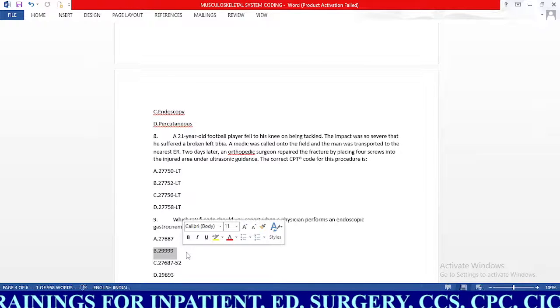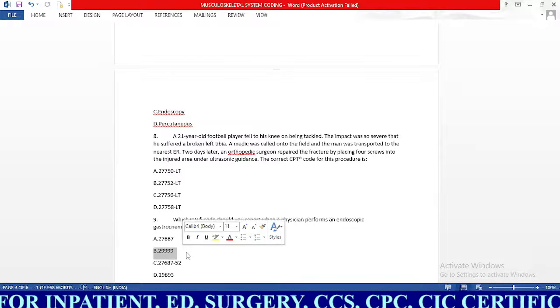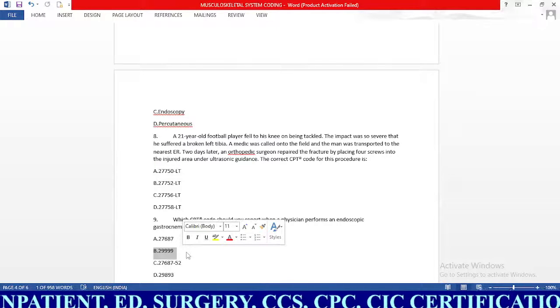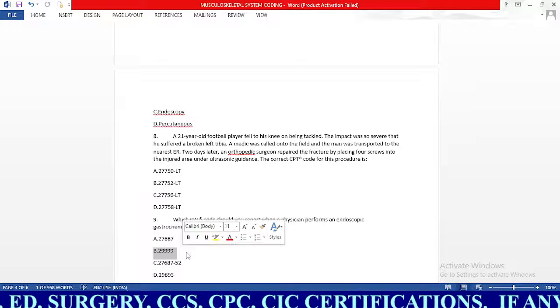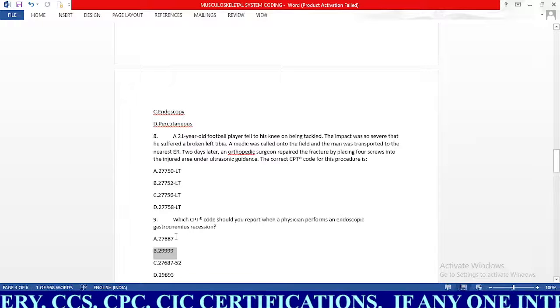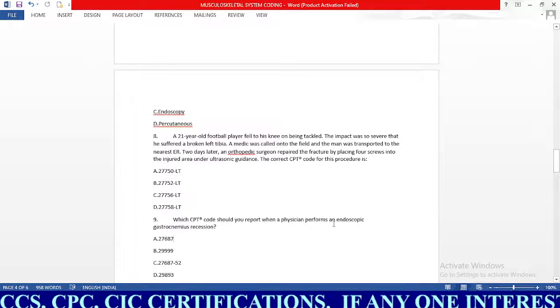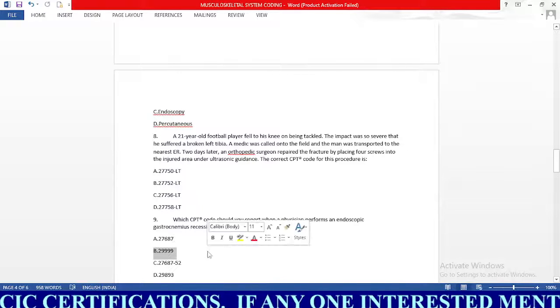As I told you, we need to understand what is an open procedure, what is a closed procedure, what is a percutaneous procedure, what is an endoscopic procedure. And also you need to read the operative report properly. See here, it is an endoscopic procedure. We can't code an open procedure for an endoscopic procedure. If you don't have the code, we need to code an unlisted code.